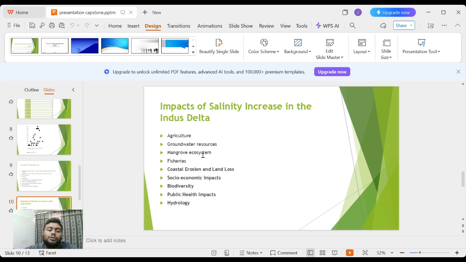This salinity interacts with climate change, as there are more floods, hot summers, sea level rise, increased evaporation, and higher temperatures, like hotter summers, more frequent droughts, reduced freshwater availability, and stronger storms pushing seawater further inland. This interacting pressure makes the Indus Delta one of South Asia's most vulnerable coastal environments. So these are the impacts.